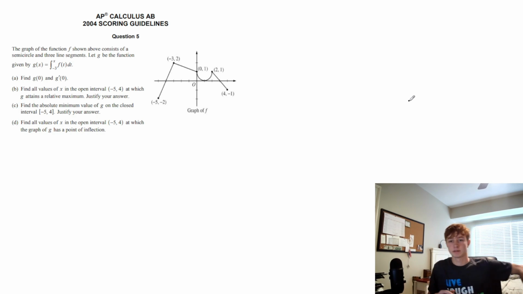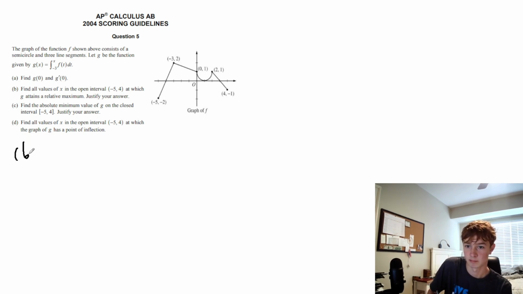And part B asks us to find all of the values of x in the open interval -5 to 4 at which g attains a relative maximum. And it also asks us to justify our answer. So the points at which g attains a relative maximum, g prime, I'll start by writing B. When g is at a relative maximum, g prime is going to be equal to 0, right?